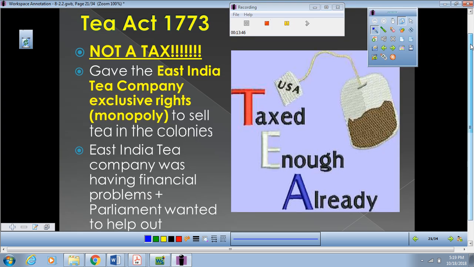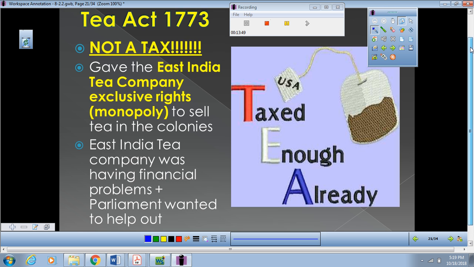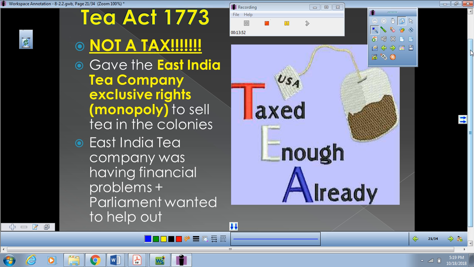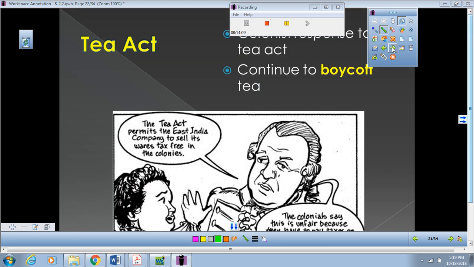Here's some of what was repeated. So the Tea Act was passed in 1773. It was not a tax, but instead gave the East India Tea Company exclusive rights, what we know as a monopoly, to sell tea to the colonies. This is because the East India Tea Company was having financial problems and Parliament wanted to help them out.